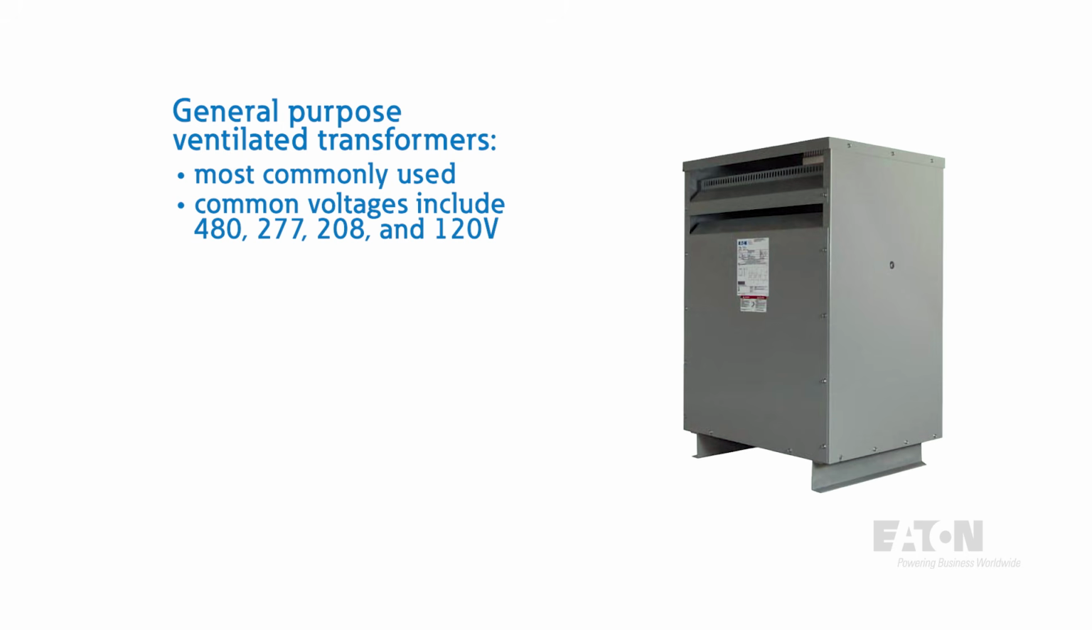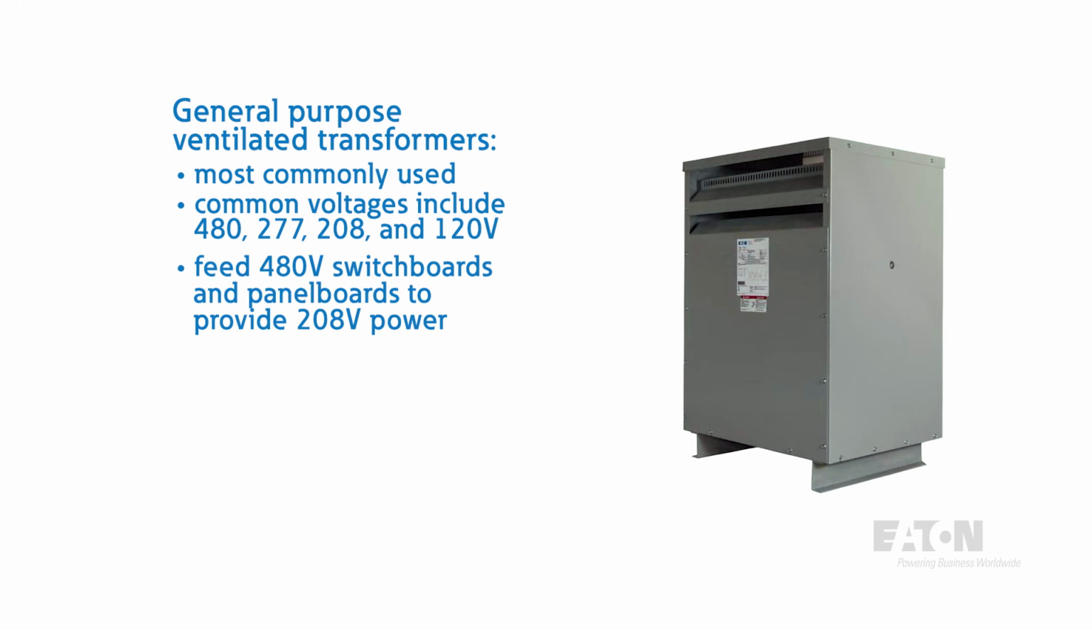In these facilities, general purpose transformers would be fed from 480 volt switchboards or panel boards and used to provide 208 volt power to feed downstream panel boards. These panel boards would then distribute power to the lower voltage loads in the facility.